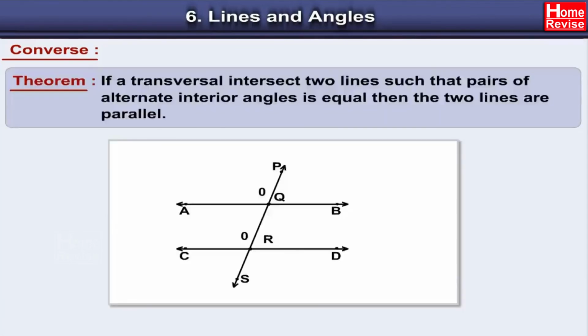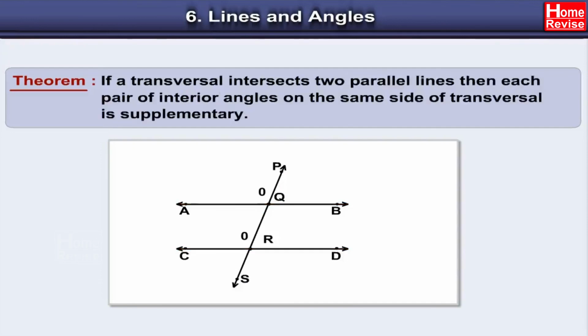Conversely, theorem: if a transversal intersects two lines such that a pair of alternate interior angles is equal, then the two lines are parallel. Theorem: if a transversal intersects two parallel lines, then each pair of interior angles on the same side of the transversal is supplementary.